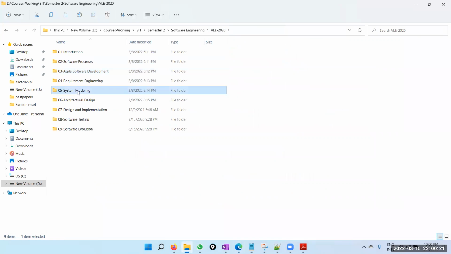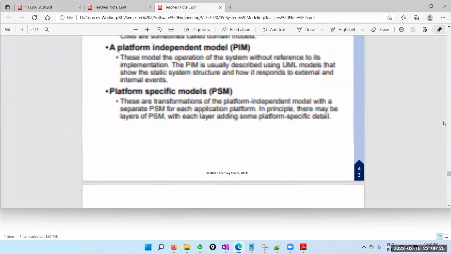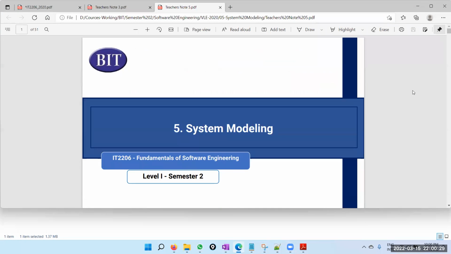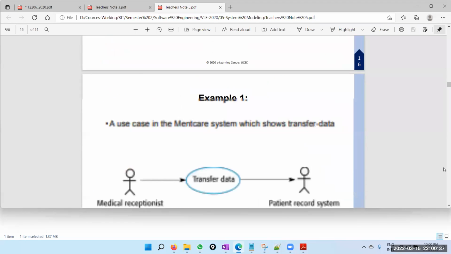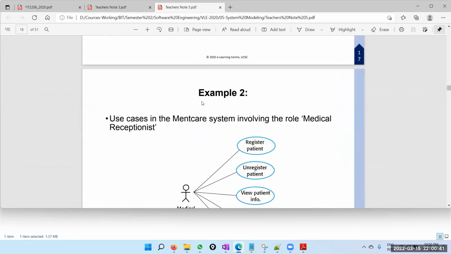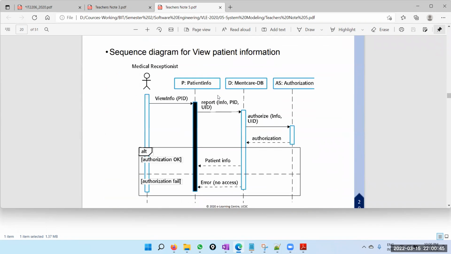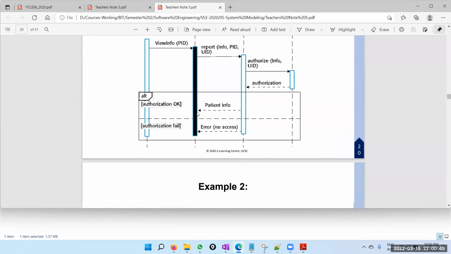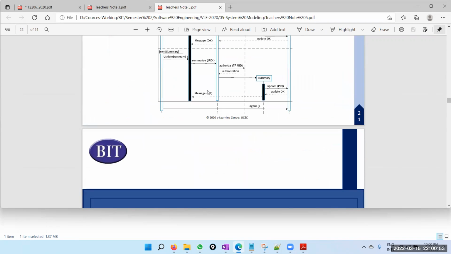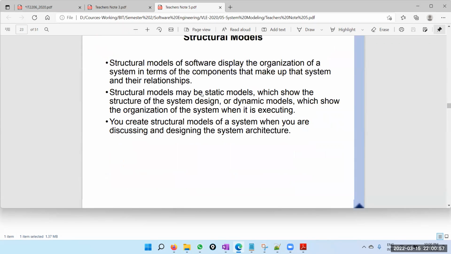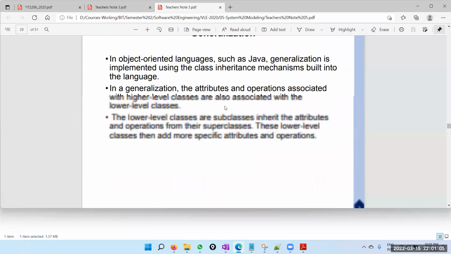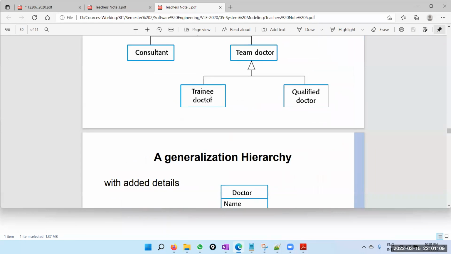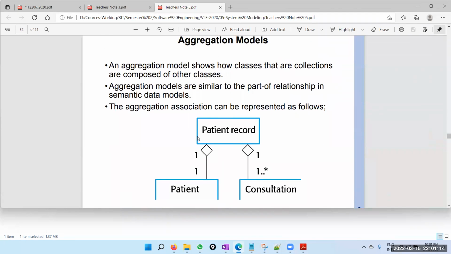In system modeling, I remember all these diagrams were mentioned. Use case diagram, sequence diagram. So this question is not unfair in a way, because your note mentions the sequence diagram, which shows how messages are passed between objects. Then the structural model, you have the class diagram. Definitely that is the main structural diagram: generalization, association, composition and aggregation.